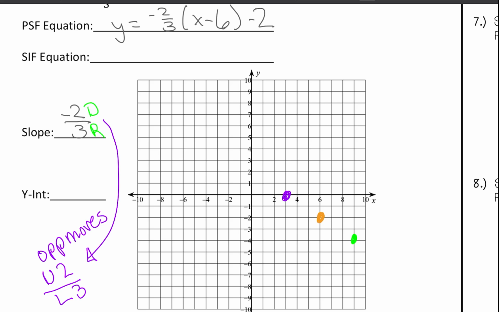Okay, I'm getting closer to the y-axis, but I'm not quite there yet. Do it again. There we go. Now we have our y-intercept on our y-axis, which is a 2. So my slope-intercept form equation is a negative 2/3 x plus 2.